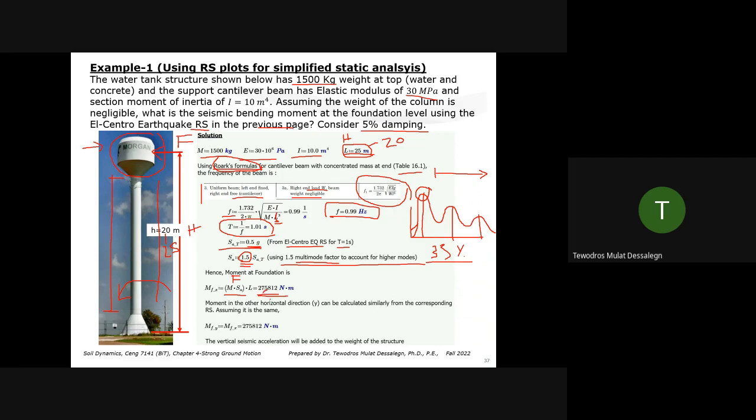275.8 kilonewton meter. You can do the same thing on the other side, about the y-axis, so you'll have a biaxial moment. Let's assume the response spectrum in the other direction is also the same, giving you the same spectral acceleration. So you can assume the moment about y and the moment about x are the same values. So you get your biaxial moments.